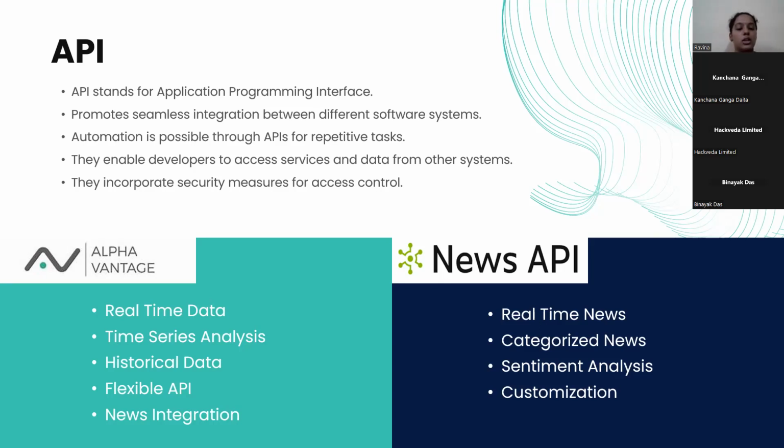response. In our real-time stock market data application, we are using the Alpha Vantage API and News API. Alpha Vantage is used to get historical data and how the data varies through time. The News API is used to get the latest news and categorized news, and also how the stocks are affected by other factors.